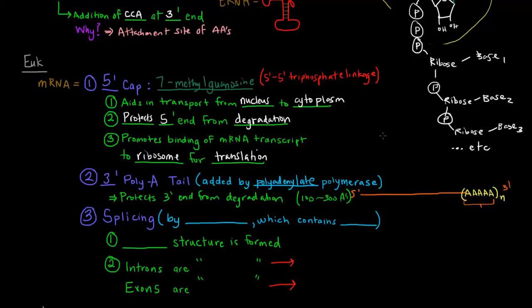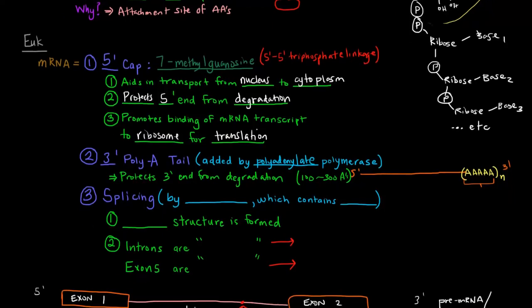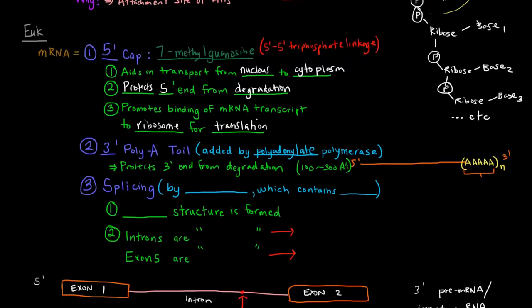The third modification to mRNA in eukaryotes is splicing. The mRNA transcripts are spliced. This is carried out with this thing called the spliceosome.